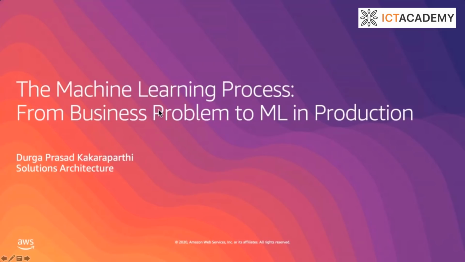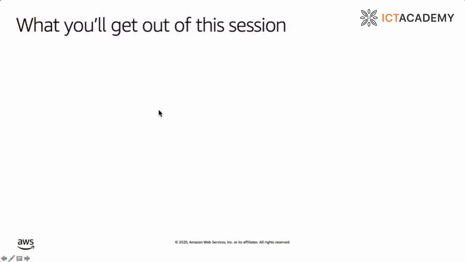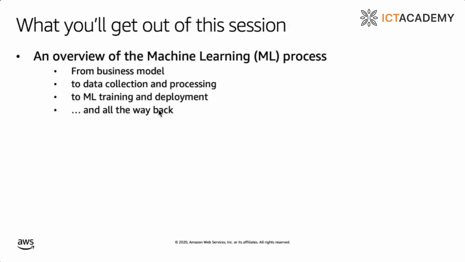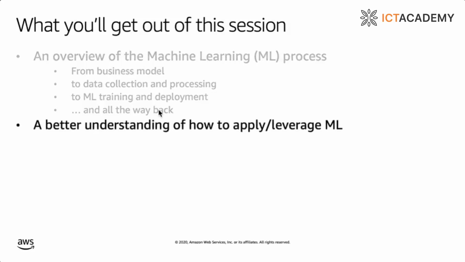So now, quick agenda. What will you get out of this session? First, let's look at an overview of the machine learning process from a business model point of view, and how you do the data collection and processing, and what the different stages are as part of this ML process. That is what we will get into, all the way back, right? And then a better understanding of how to apply and leverage machine learning, and some examples of how AWS customers and Amazon.com are using it.